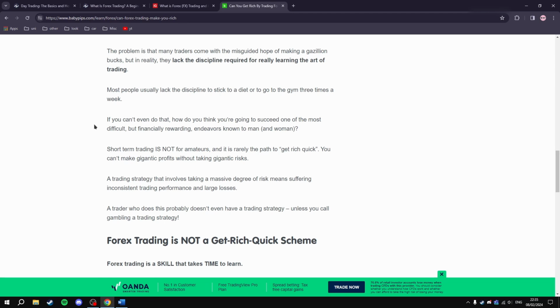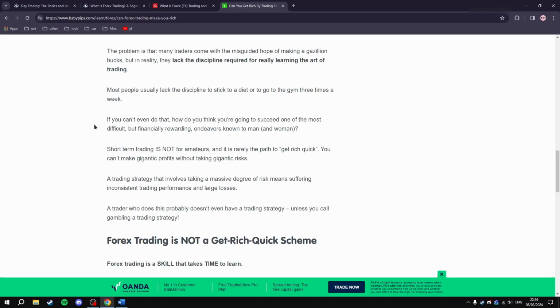Most people usually lack the discipline to stick to a diet or go to the gym 3 times a week. If you can't even do that, how do you think you're going to succeed in one of the most difficult but financially rewarding endeavors known to man and woman? Most difficult but financially rewarding.